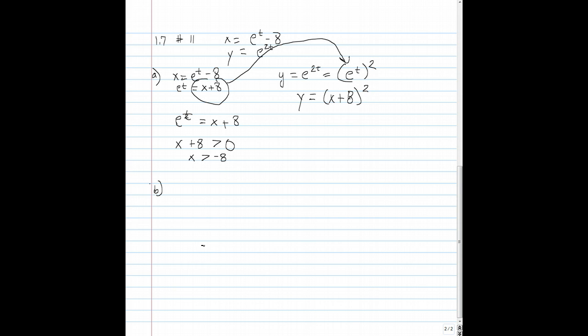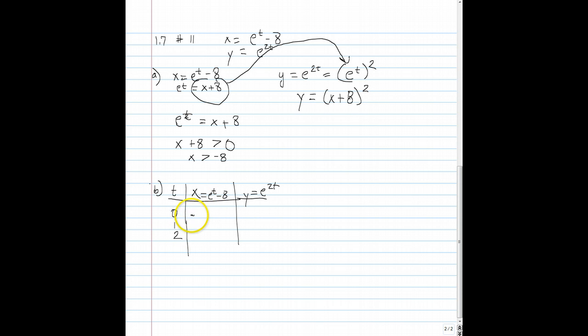B asks us to sketch the graph and indicate with an arrow the direction the curve is traced. The easiest way to do this is kind of make a table. You use some t values, and then you have your x and your y. X is equal to e to the t minus 8, and y is equal to e to the 2t. So I just use a few small values to get an idea of the direction of this curve.